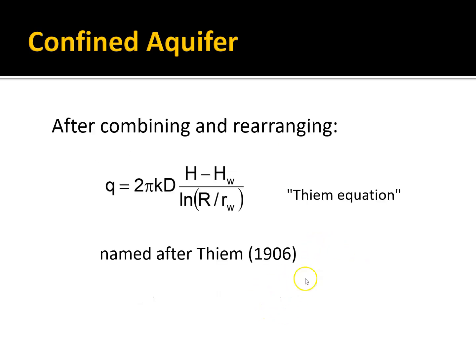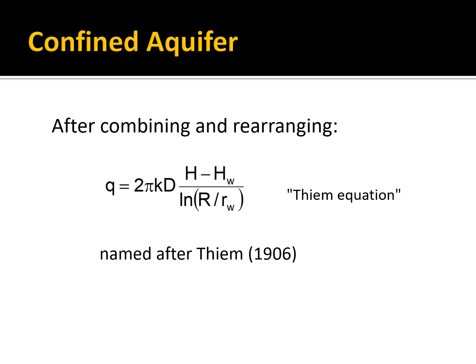So now if we solve this top equation for C and plug it in right here and do a little rearranging, we get this equation for Q. Q is equal to 2 pi K d times H minus h_w over the natural log of R over r_w. This is called the Thiem equation. Thiem is pronounced "time," named after the person who initially derived this in 1906. It's been around for a long time.